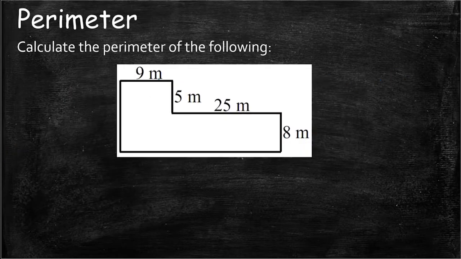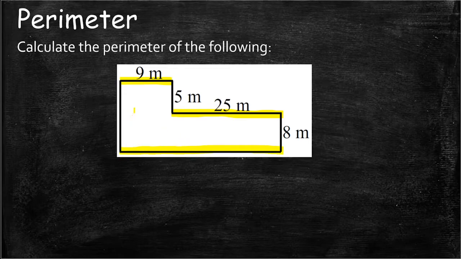Alright, so here's the next question. Calculate the perimeter of this shape. So what I'm going to do is I'm just going to highlight the sides that we know. We know that that's 9. And we know that that's 25. So we still need to work out what this bottom length here is going to be.